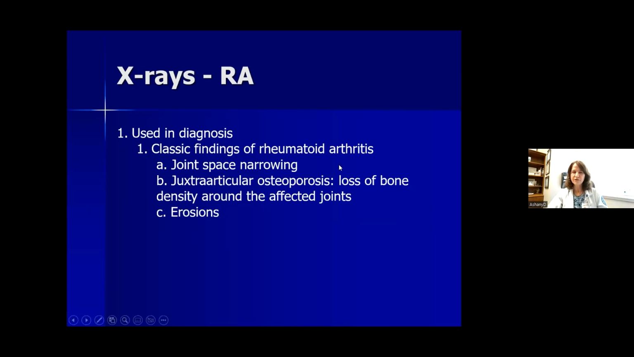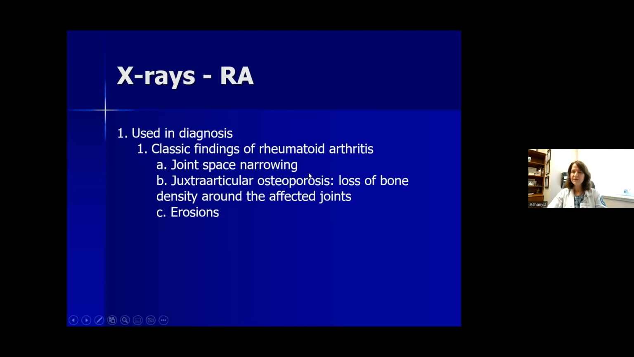So classic findings of rheumatoid arthritis are joint space narrowing, and particularly in certain joints. Let's say we're looking at the hands, you have 3 sets of joints in the hands. There are joints right under the nails. These tend not to be involved in rheumatoid arthritis. There are these joints in the middle of the fingers, and then there are these joints that attach the fingers to the hand. These are the joints that we're particularly looking at in rheumatoid arthritis, and we're also looking at the wrists. Reason being that these joints are commonly affected.